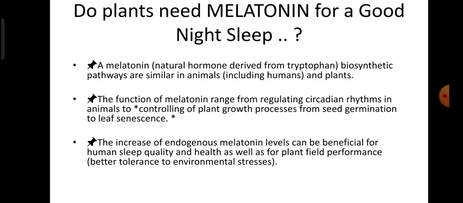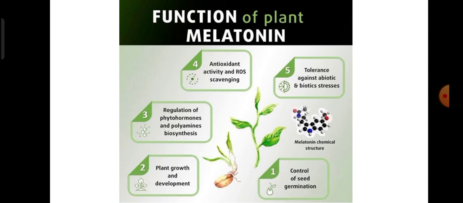Increase in endogenous melatonin level can be beneficial for human sleep quality and health, as well as for plant field performance, that is, better tolerance to environmental stresses. So the different functions of melatonin are controlling germination, plant growth and development, regulation of phytohormone and polyamine biosynthesis, then antioxidant activity and reactive oxygen species scavenging, then tolerance against abiotic and biotic stresses.